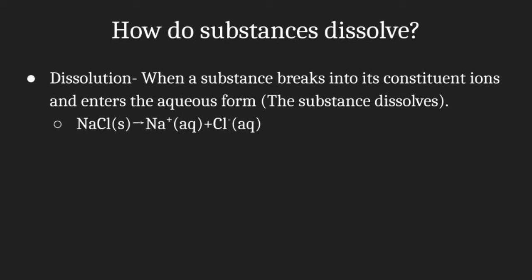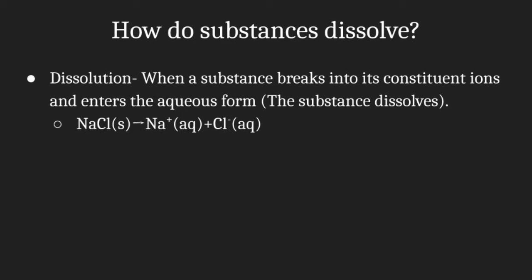Now that we know what the solute is, how does it actually dissolve into the solvent? We call this process dissolution. And this is when a substance breaks up into its constituent ions and enters the aqueous form, also known as it dissolves. So what that means, breaks into its constituent ions, is that solid NaCl, or solid salt, creates positive sodium ions and negative chlorine ions in the solution. It breaks apart into its two pieces.